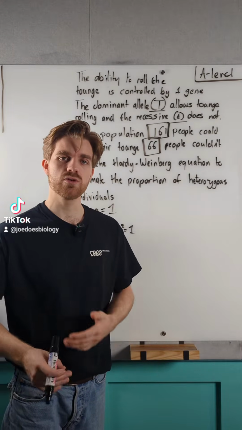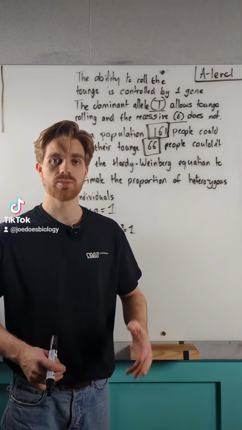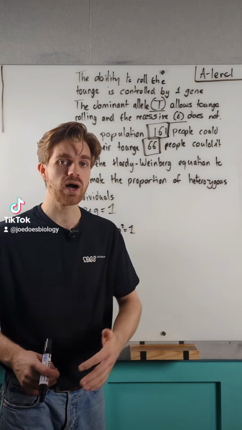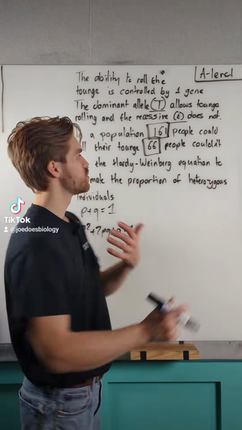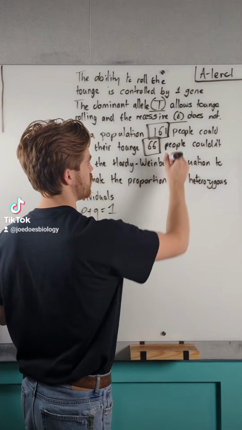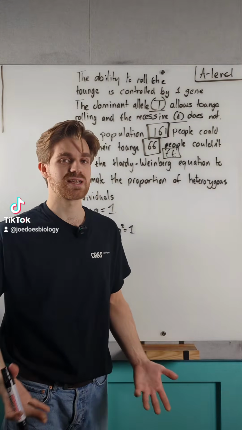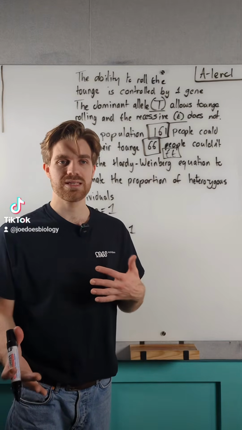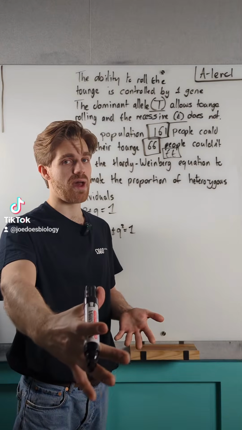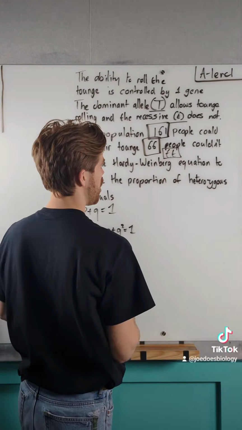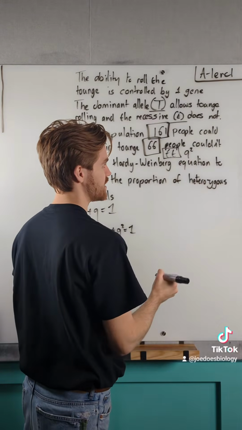But what we can always do is go from a phenotype to a genotype. The recessive phenotype is going to be caused by the homozygous recessive genotype. So we know that these 66 people must have the homozygous recessive genotype. When it comes to these sorts of questions, always start with what you do know and work from there. So, our homozygous recessive genotype, this is our Q squared term.